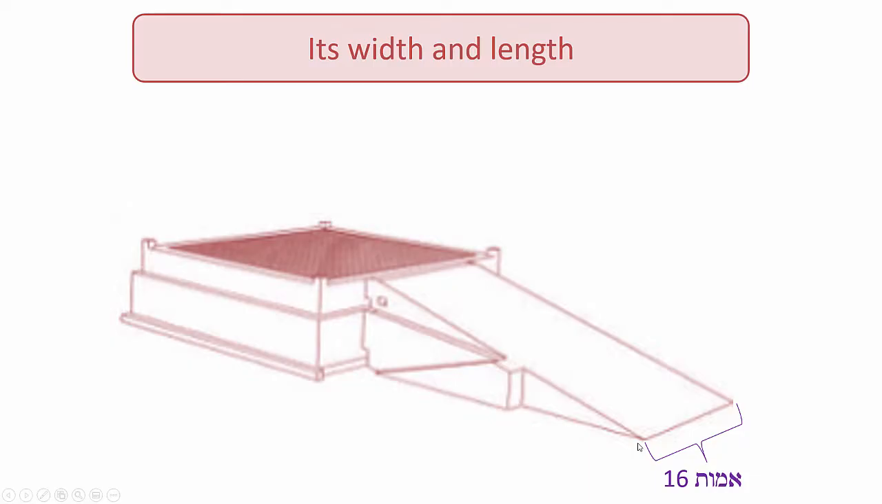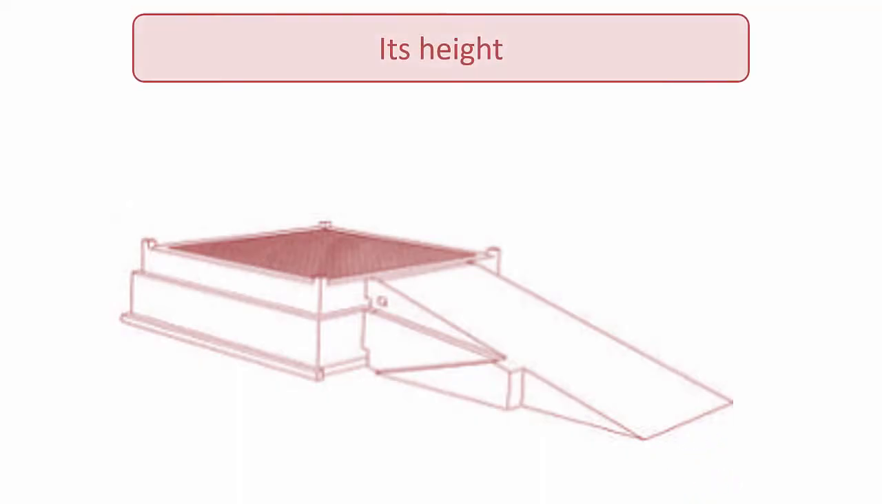Now we're going to learn about the height of the Mizbeach. So at the very bottom we have the Yesod. The Yesod was 1 amma high. Then we move up to the next section, which was 5 amas high. Then we have the next section, which was 3 amas high. And then finally, we have the kronos, the corners, which were 1 amma high. So it comes out that the height of the Mizbeach was 10 amas.